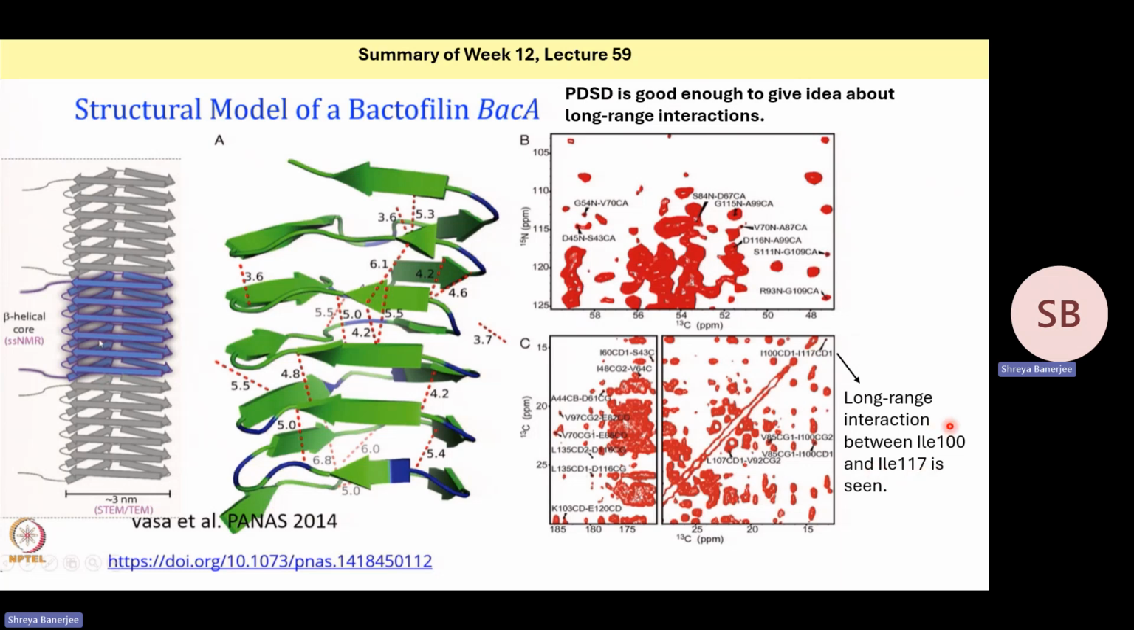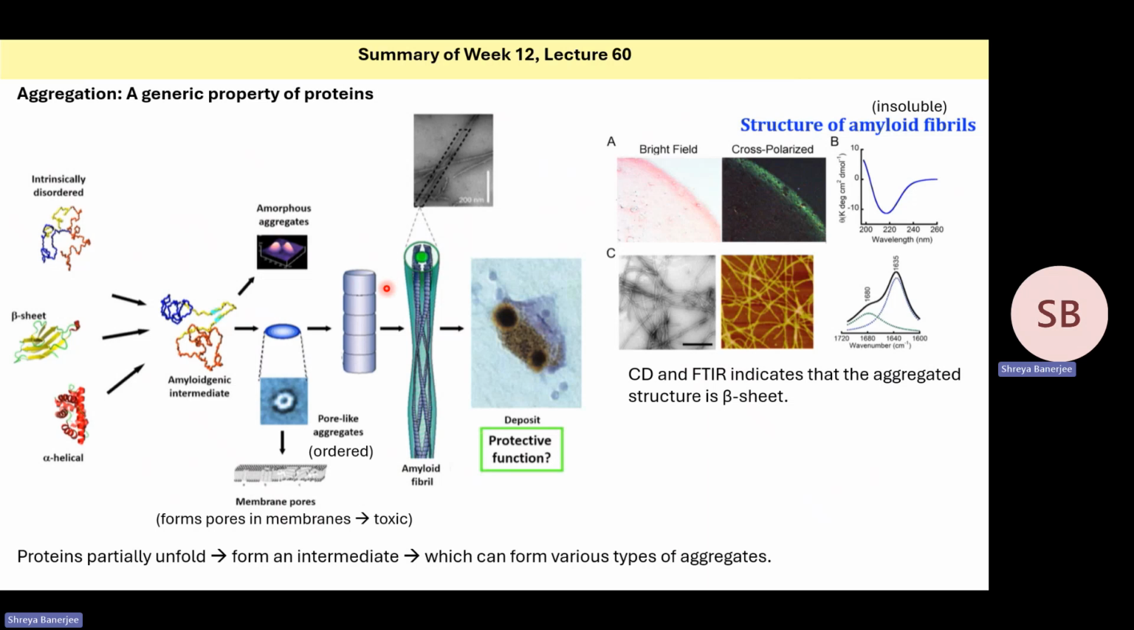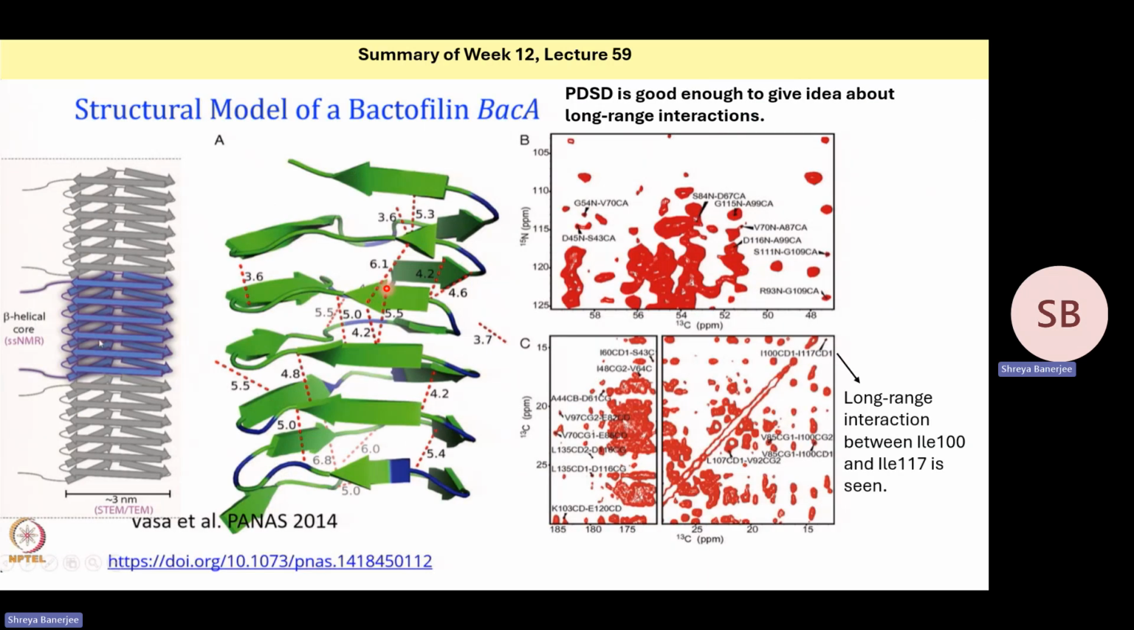So they are separated by 17 amino acids, but you can still see the cross peak because the chain is folding and they are coming close to each other. So that is all about the basics of solid state NMR of proteins.